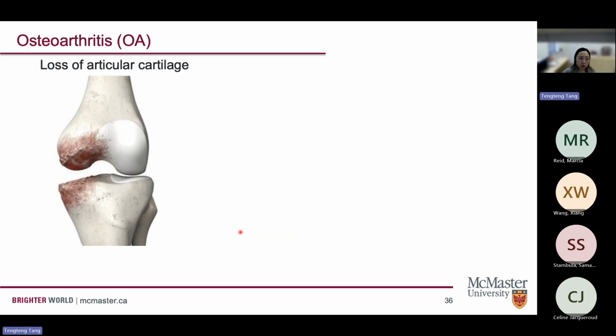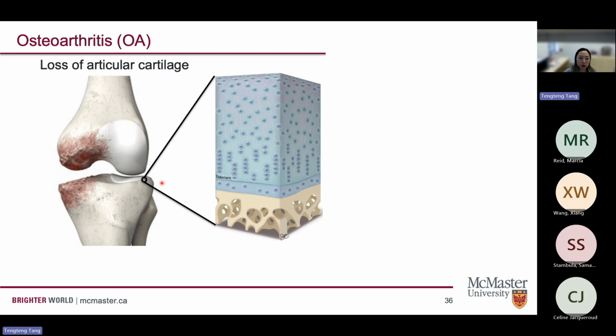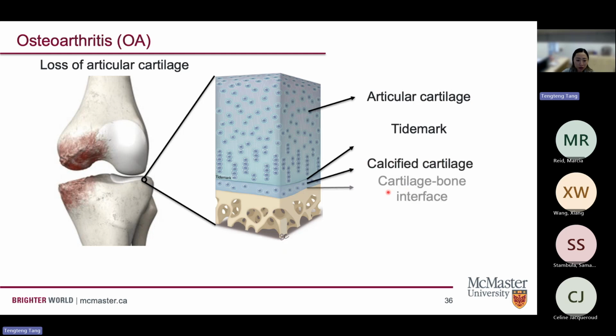So because we know that osteoarthritis was typically regarded as a disease that involves the wear and tear of the cartilage in your knee joints, but it's actually much more complex because the knee joint involves multiple tissue structures at different length scales. It involves not only your cartilage, but also your calcified cartilage, and also the interface between cartilage and the bone tissue buried underneath the cartilage.